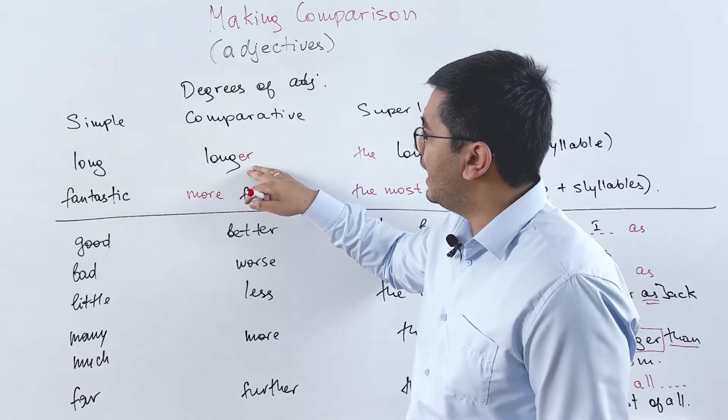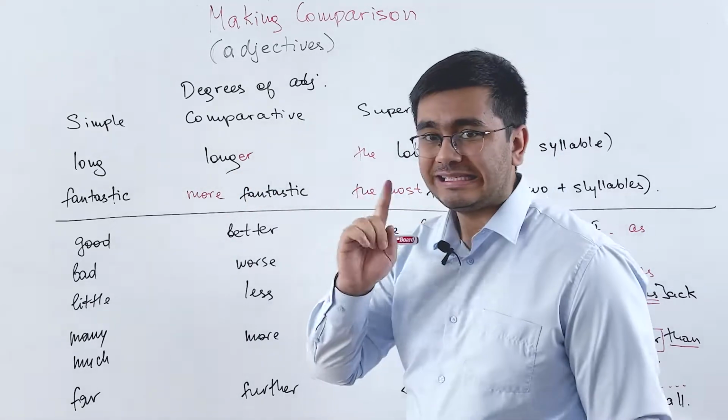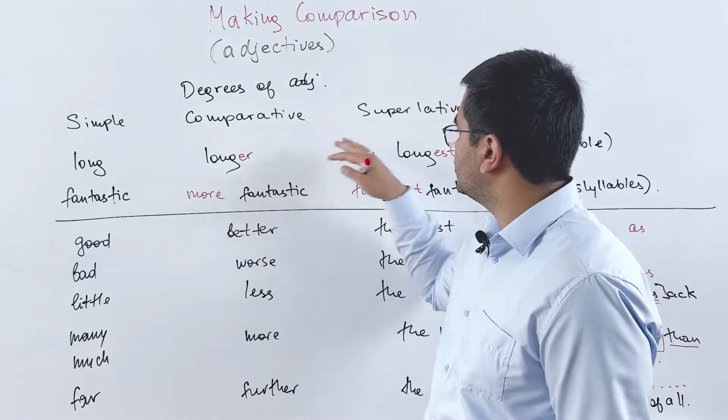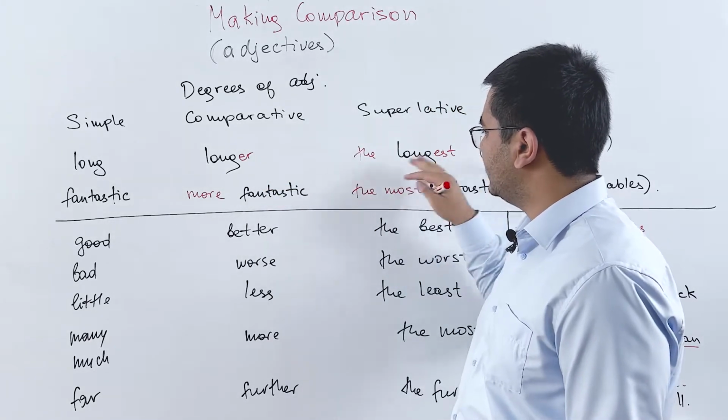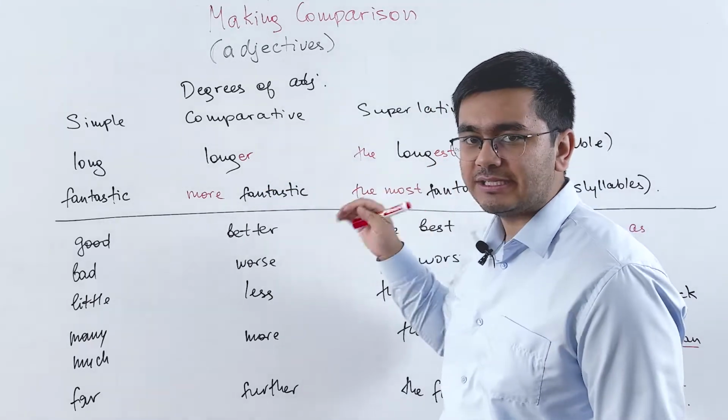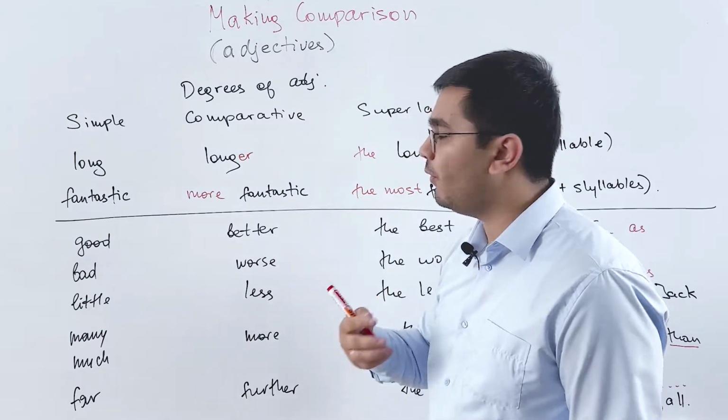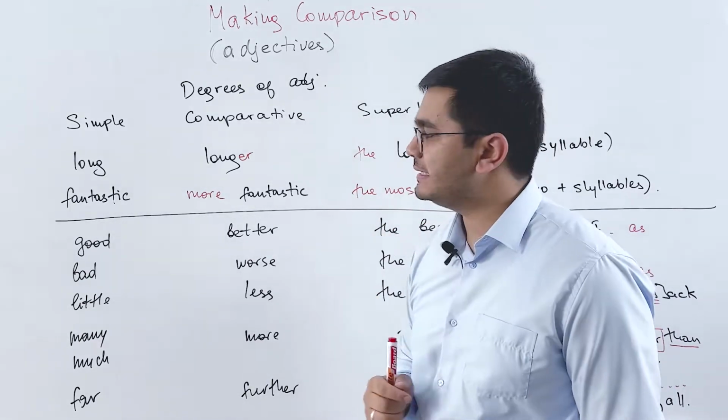ER comes for one syllable. When it comes to superlative, the longest, the ist, we have to add for when it's one syllable.